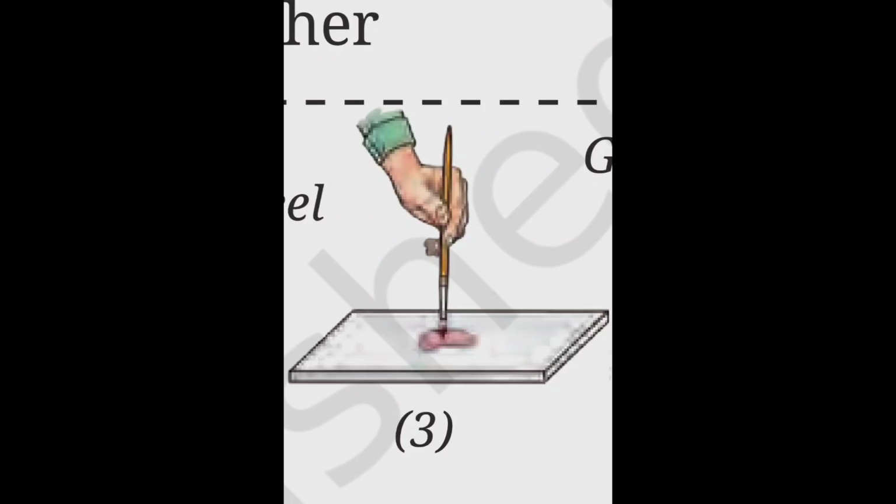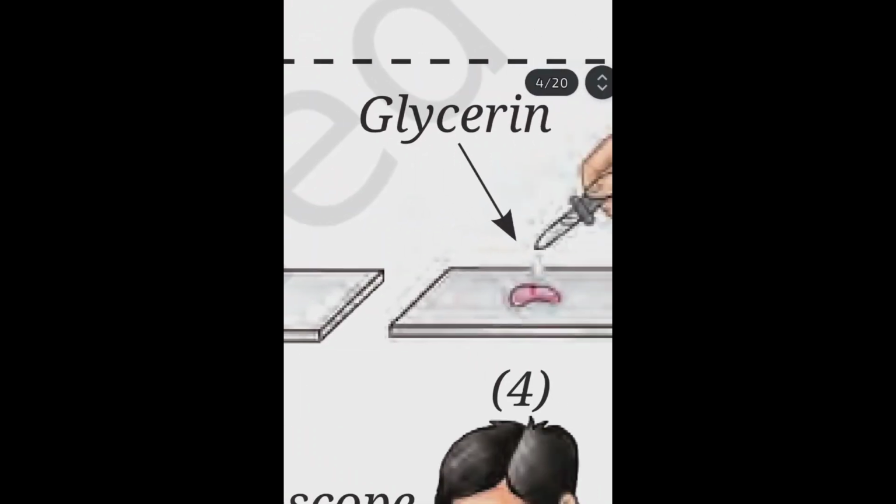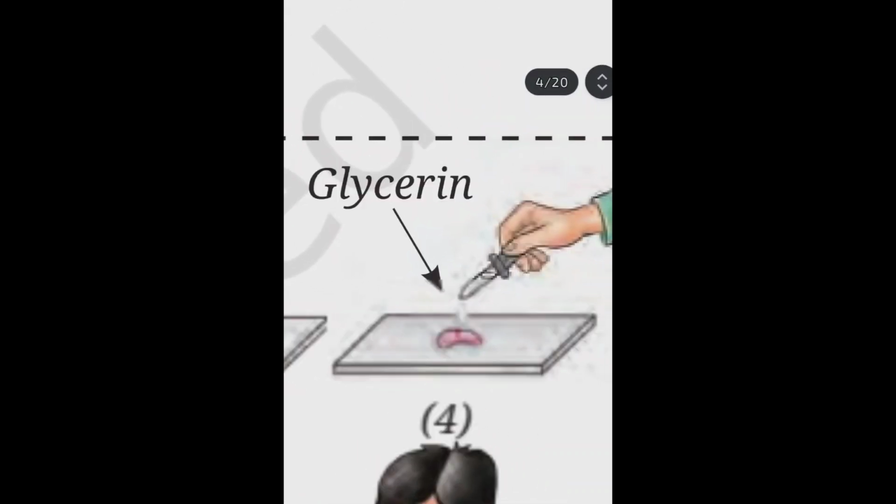Put a drop of glycerin over the onion peel on the slide. Why glycerin? You know, glycerin is a highly moisturizing substance, so the onion peel should not dry. To keep it moisturized, we are adding a drop of glycerin. The glycerin will prevent drying of the cells and improve clarity for better visualization of cells. It will never allow the onion peel to dry up, and we will be able to see the cells very clearly.